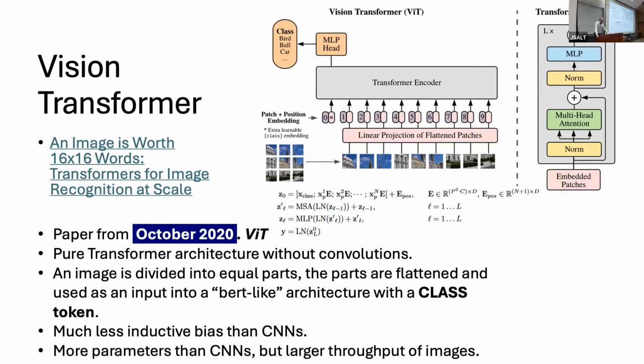But even though it has more parameters than a CNN, it has a larger throughput of images, meaning it's faster, because you do not need to compute huge feature maps and so on. So that's again a nice property.